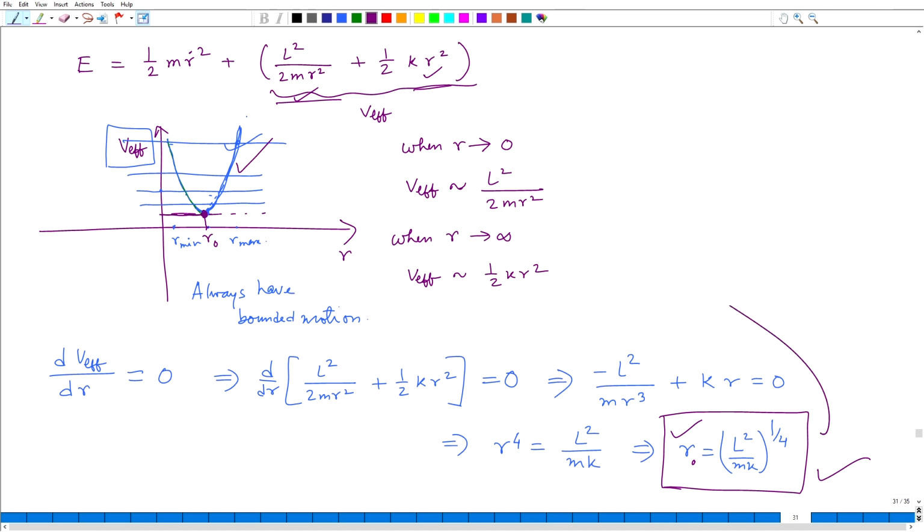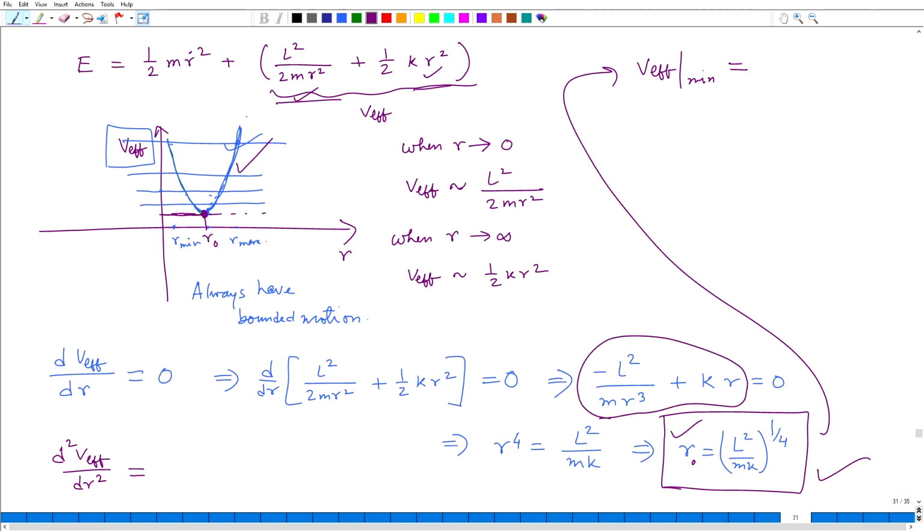Now, what will be the value of V effective then? After that I can also calculate V effective minimum. You can just do another step by saying, let us say, d2 V effective dr2, which is this thing. So, this is again 3 L square by m r to the 4, plus k. Now, you see that this is always positive. You do not have to even check the value of r at this point, because r to the 4 is always positive, and that is why V effective will only have a minimum here at this point of R 0.